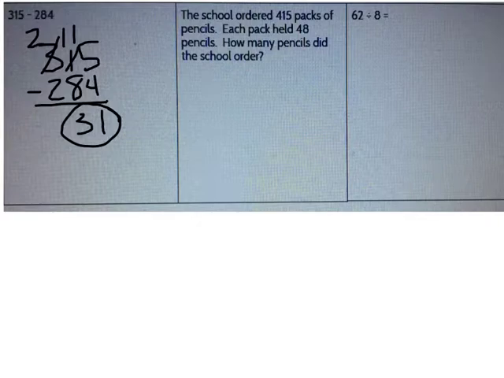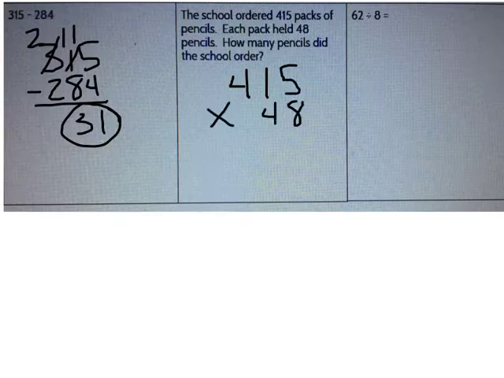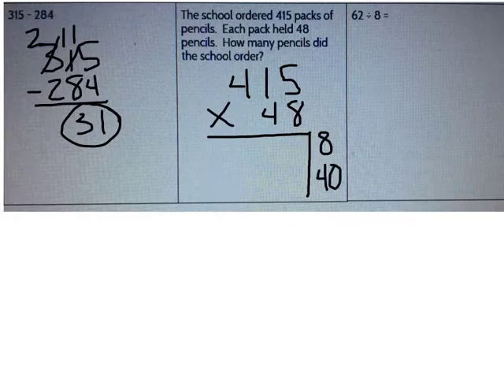Let's look at the next problem. The school ordered 415 packs of pencils. Each pack held 48 pencils. How many pencils did the school order? Well, I know that this is a multiplication problem because each pack has 48 pencils, so I have to add up 48 415 times. Go ahead and do that now. What's 415 times 48? Remember, I can split that 48 into 8 groups and 40 groups and then add to find my answer. Let's see how you did.